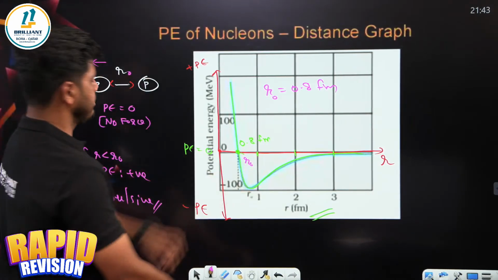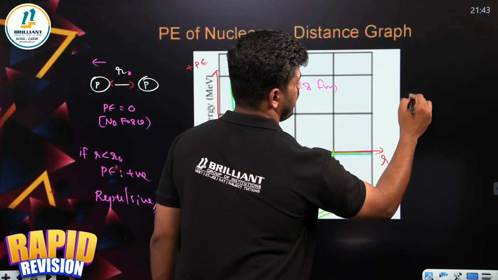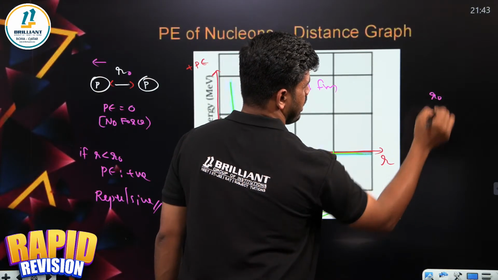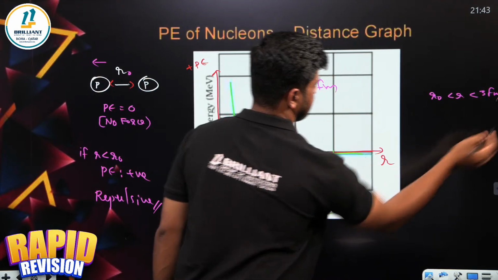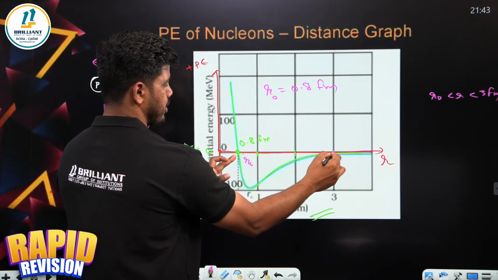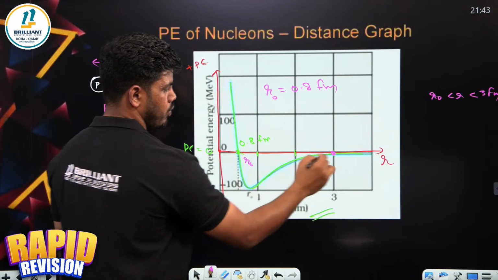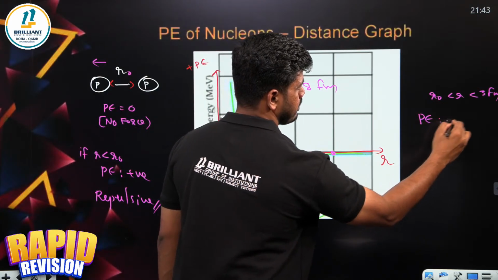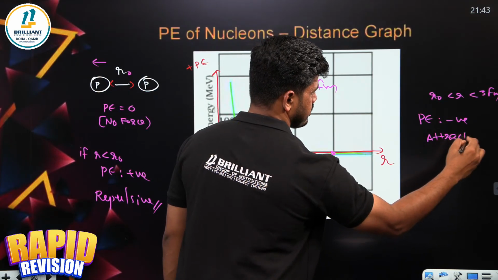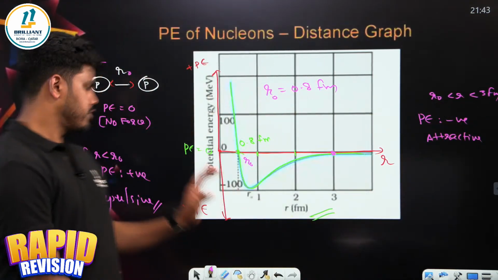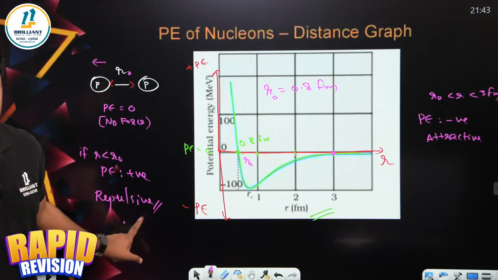And the other range, R0 less than R less than 3 fm, that is from R0 up to 3 fm, in this range potential energy is negative throughout and the force is attractive. If potential energy is negative, force will be attractive. If potential energy is positive, force will be repulsive. This we explained before.